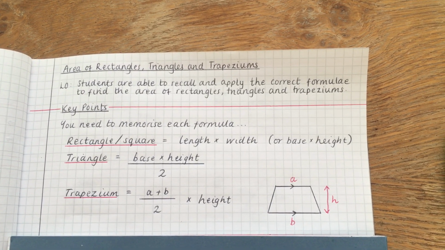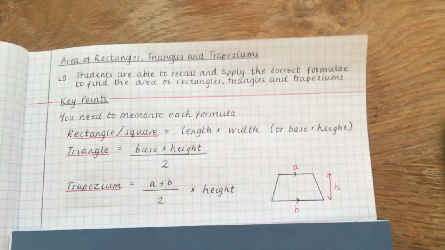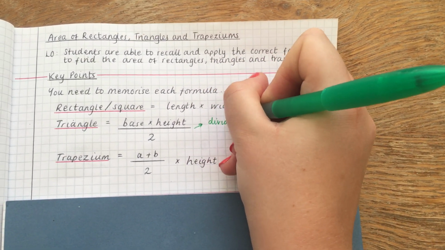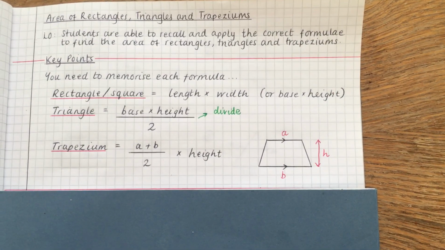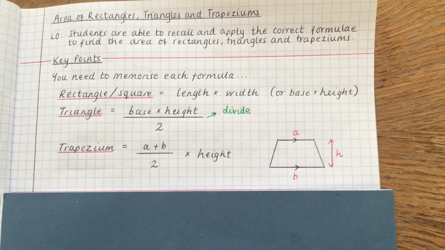In a triangle, you have to do the base times the height and then divide it by 2. Don't forget, this line here means divide. And for a trapezium, you have to do a plus b divided by 2 times the height.